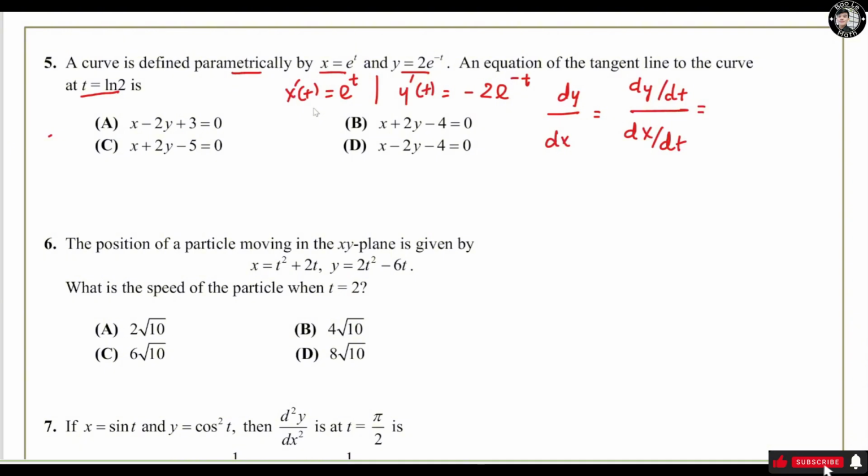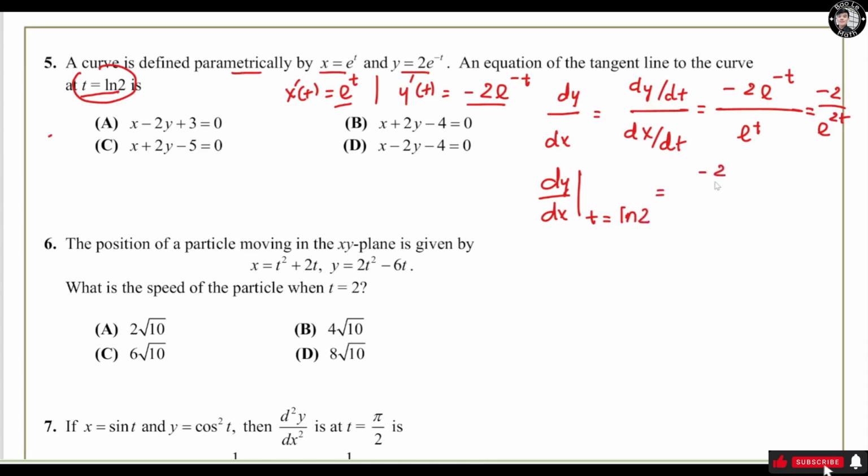Now we need to utilize this one right here. dy over dt is going to be right here. So you have negative 2 e to the negative t, and dx over dt is going to be right here, e to the t, right? Alright, now we're going to simplify this one. I bring this one down to the bottom, so it could be negative 2 over e to the 2t, right? Now at t equals ln 2, so the slope should be dy over dx at t equals ln 2. It's going to be negative 2 over e to the 2 ln 2, right?